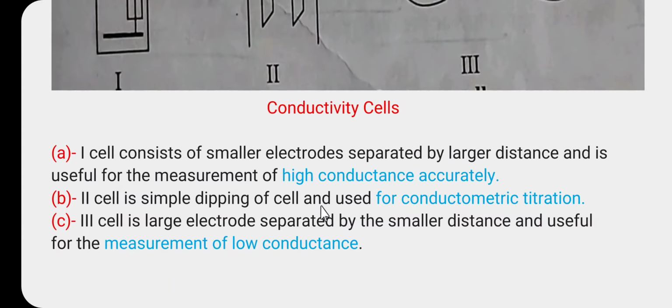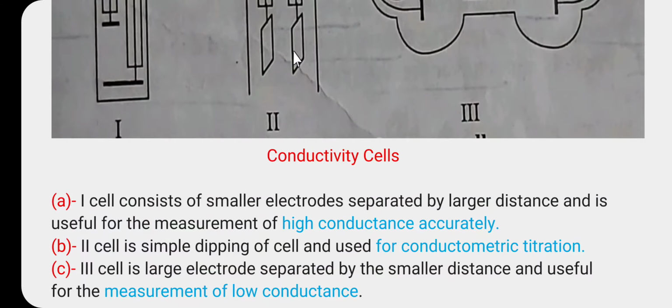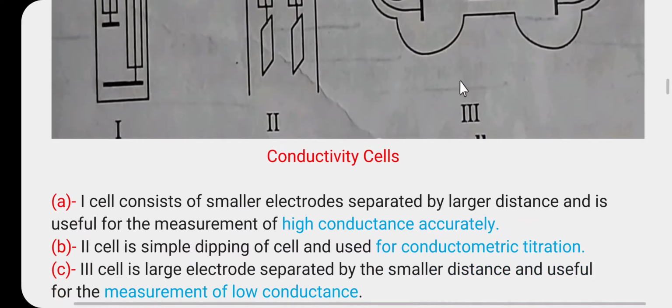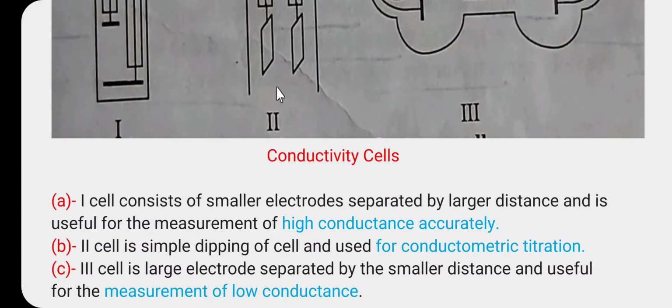So here it is a dipping type of cell, and generally this second type of conductivity cell is used for conductometric titration. Then cell 3 is large; there is a large electrode separated by a smaller distance, and the third type is used for the measurement of low conductance. Number 1 is for the measurement of high conductance, number 3 is for low conductance, and number 2 is generally used in the chemistry laboratory for conductometric titration or for the measurement of the conductance of various solutions.